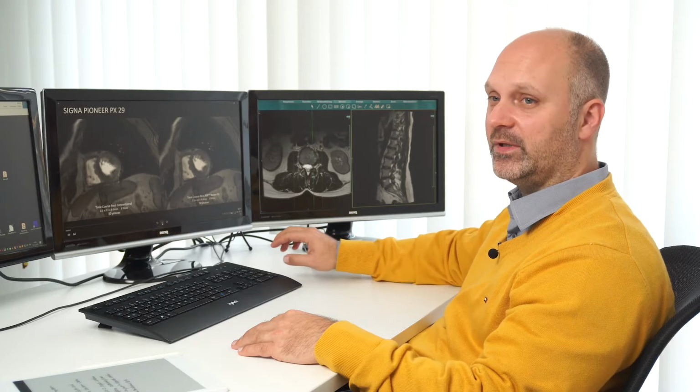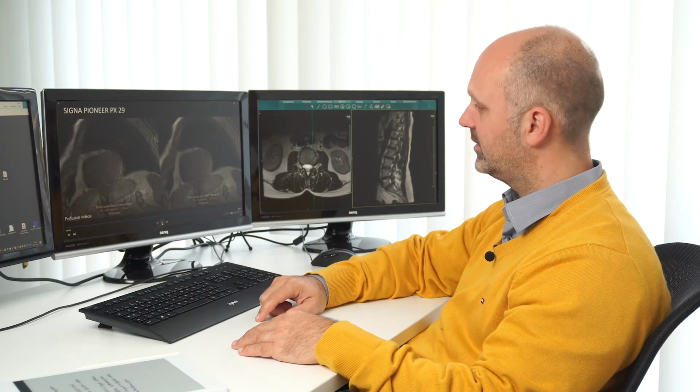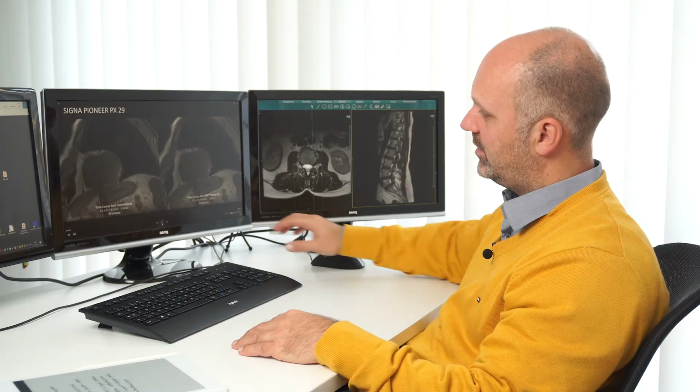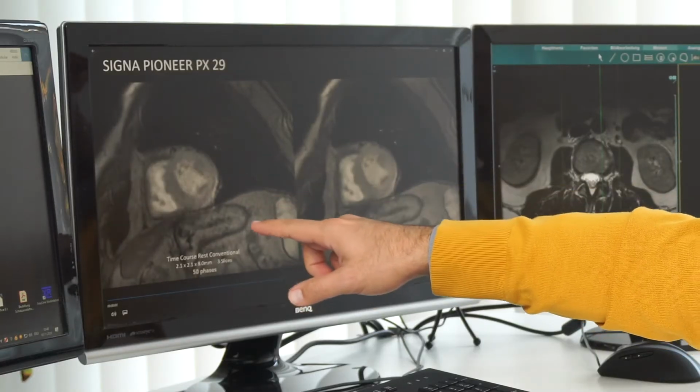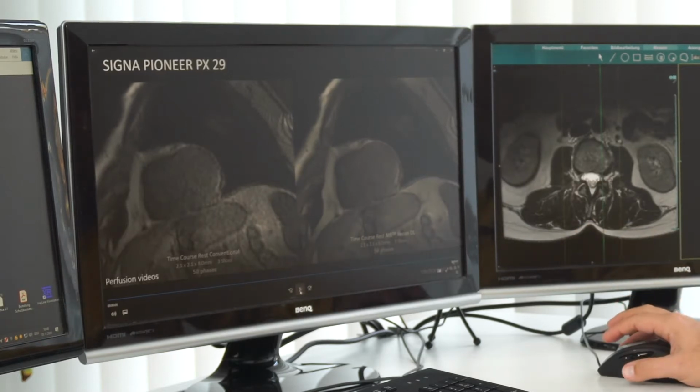After installation of the new software, the very first images came out really impressive. We were really impressed by the extent of noise reduction we can notice in the images. So this example nicely demonstrates the extent of noise reduction by AIR Recon DL. On the left-hand side you see the regular perfusion image with relatively high noise, and on the right-hand side the denoised image by AIR Recon DL.